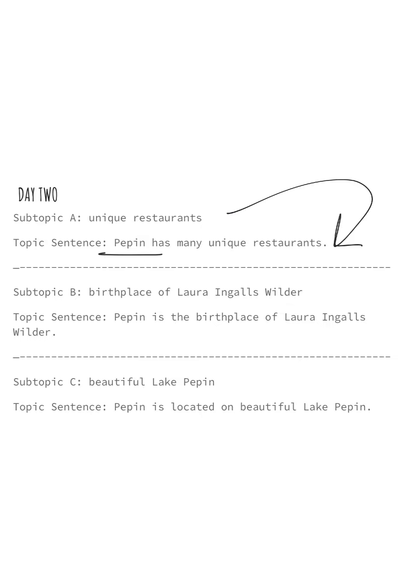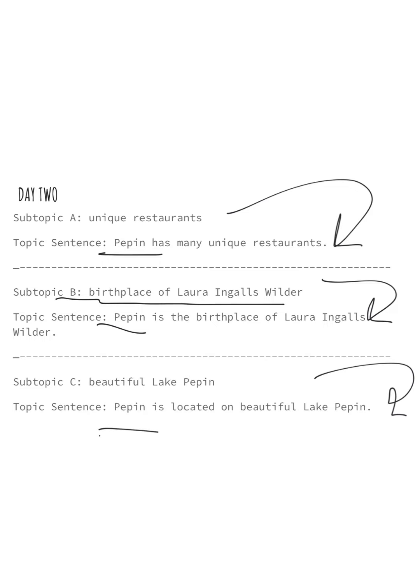I highly recommend starting with the city. Start your topic sentence with the city. I'm turning unique restaurants into, Pepin has many unique restaurants. That's my topic sentence. I have my subtopic B, birthplace of Laura Ingalls Wilder. Pepin, starting with the city. Pepin is the birthplace of Laura Ingalls Wilder. And then I have beautiful Lake Pepin, matches Pepin. Notice how I'm starting with the city. Pepin is located on beautiful Lake Pepin. Now, if I wanted to start with the attraction, I totally could. For this last one, I could say instead, beautiful Lake Pepin is located in Pepin. Okay, so I could flip-flop it.